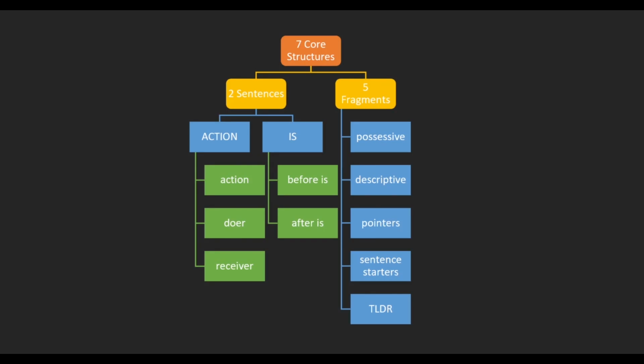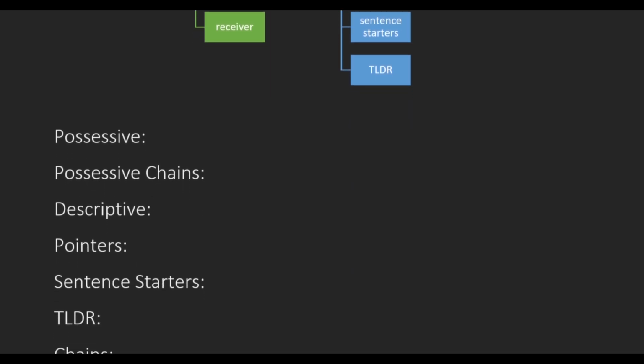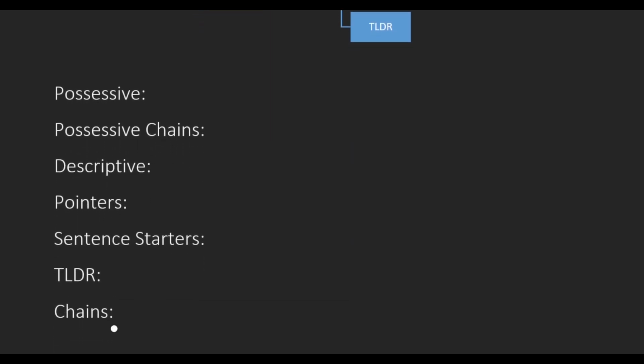Guess what? We're done with our 7 core structures. We've done our 2 sentences and 5 fragments now in Arabic. So let's do a recap of our 5 fragments. We'll go through them, do a run through, and you'll tell me how to recognize each.